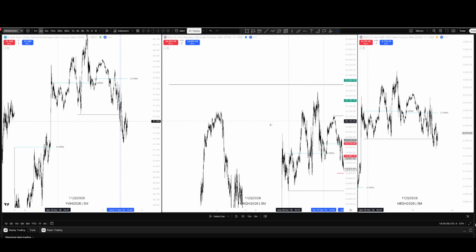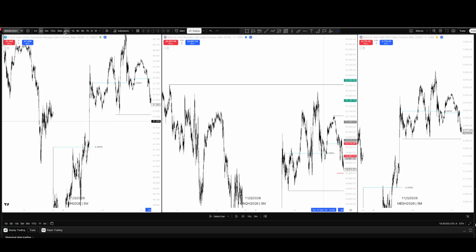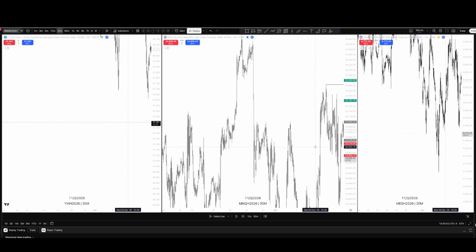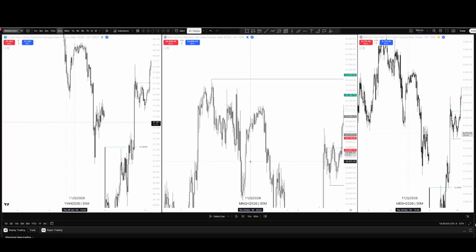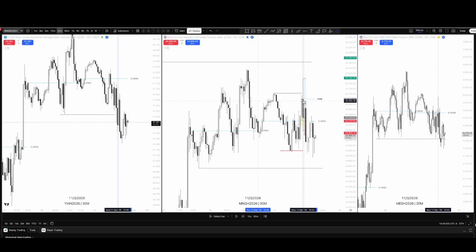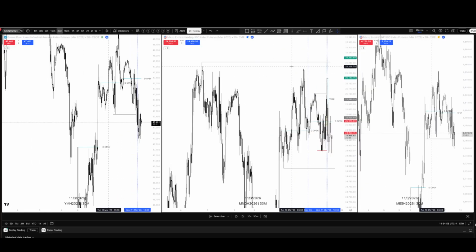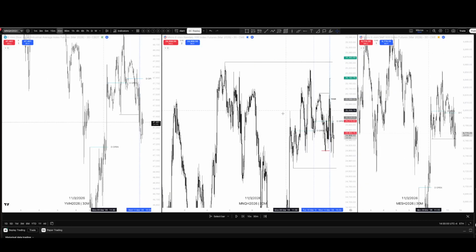Why do you think we are consolidating here, by the way? We left this high yesterday. It's because this price leg right here, I was thinking of it more as a consolidation because of Monday and Tuesday.